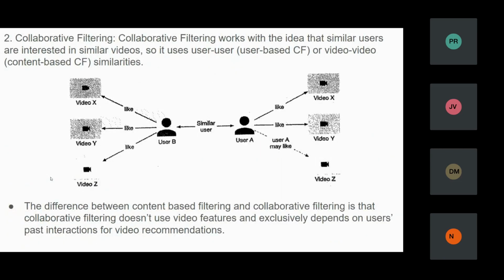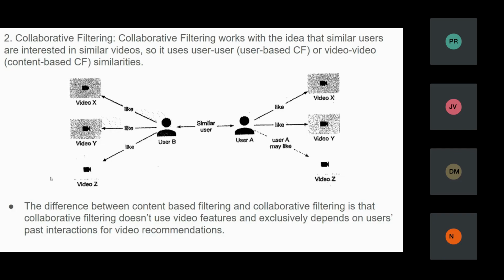So, collaborative filtering. Collaborative filtering works with the idea that similar users are interested in similar videos. So we use user-based CF, or video-based or content-based collaborative filtering similarities. In the diagram, you can see that users A and B are similar users, and videos X and Y are watched by both user A and B. But B has also watched video Z, which is liked by user B. So that is the reason Z will also be recommended to user A.